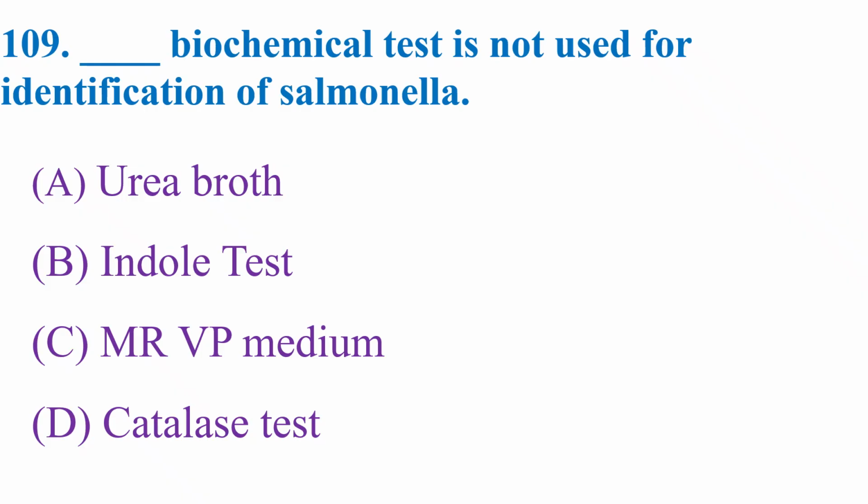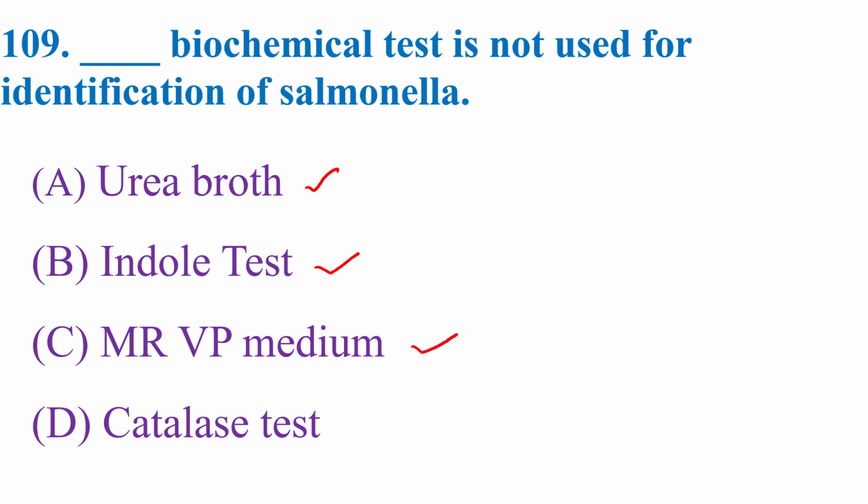105. Biochemical test which is not used for identification of Salmonella. So for identification of Salmonella, commonly we do urea broth. Salmonella is urease negative. Then indole test. So in this Salmonella is indole negative. MR VP medium, so MR positive, VP medium will do this test.